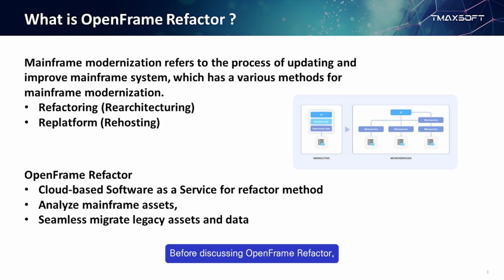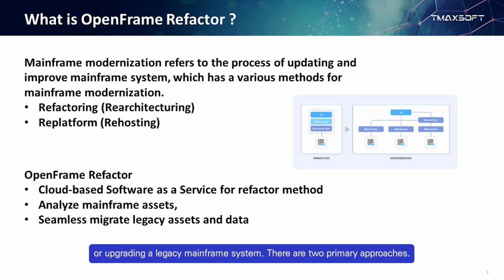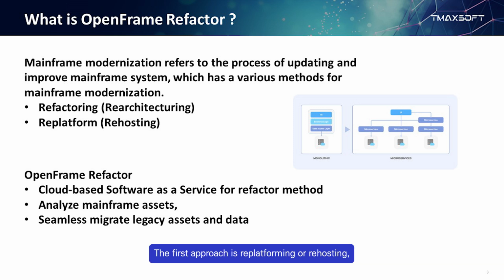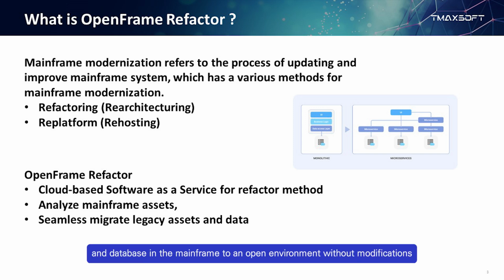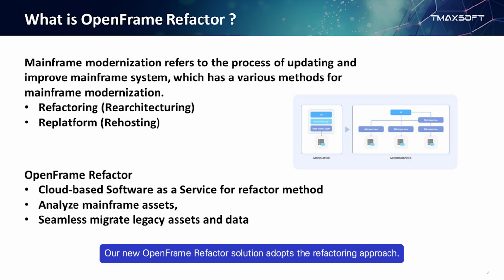Before discussing OpenFrame Refactor, we need to understand what mainframe modernization is. Mainframe modernization is an entire process of updating or upgrading a legacy mainframe system. There are two primary approaches. The first approach is replatforming or rehosting, which involves migrating various legacy assets and database in the mainframe to an open environment without modifications and operating them in the same way as before. The other one is refactoring or re-architecturing, which entails redesigning the architecture for an open environment by modifying the legacy assets of the mainframe. Our new OpenFrame Refactor solution adopts the refactoring approach.